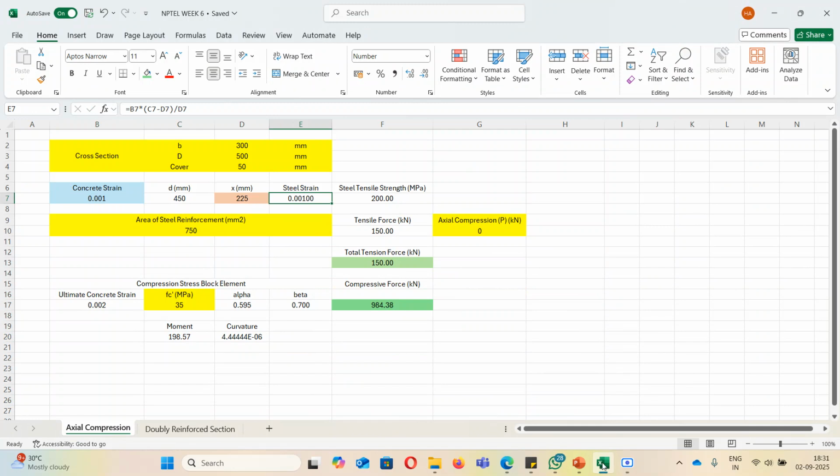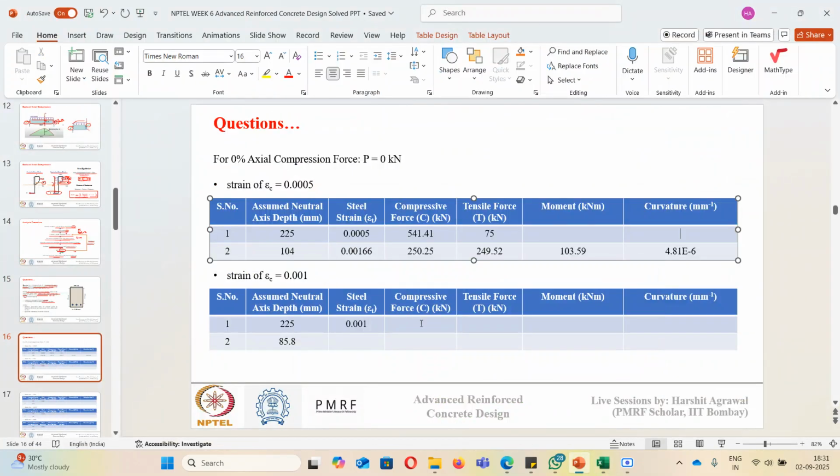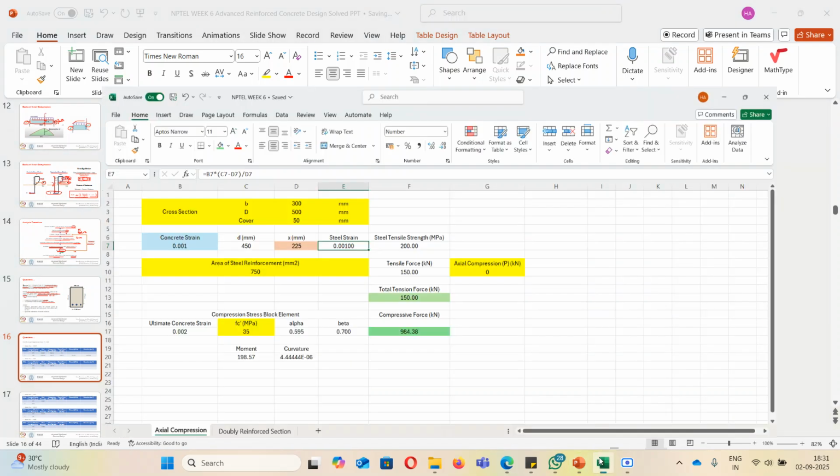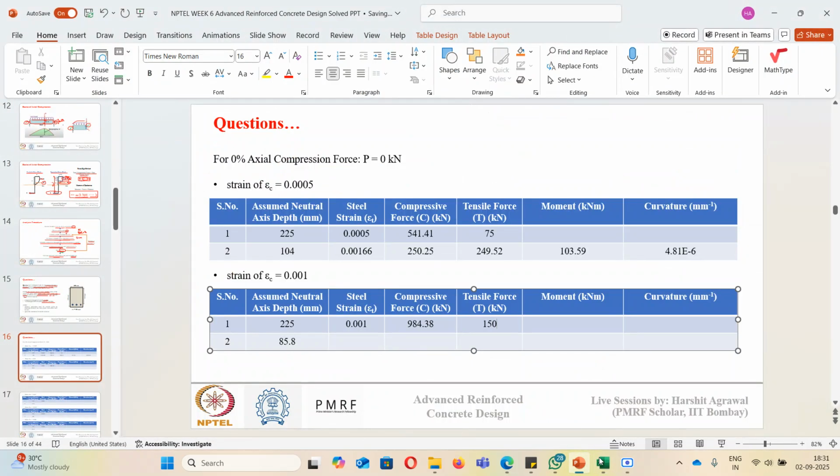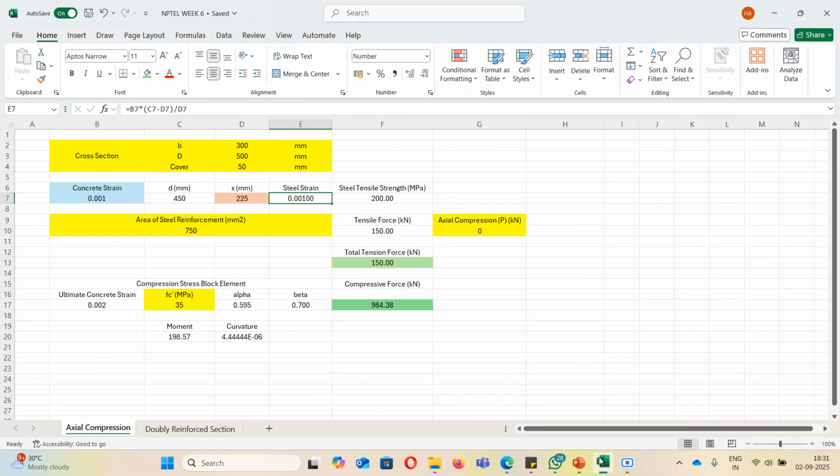So you can see what is the strain in steel, it is 0.001. What is the total compression force? It is 984.38. So I will write here as 984.38. What is the total tension force? It is 150. Okay, now compression force is way higher than the tension force. So I need to decrease the value of x.